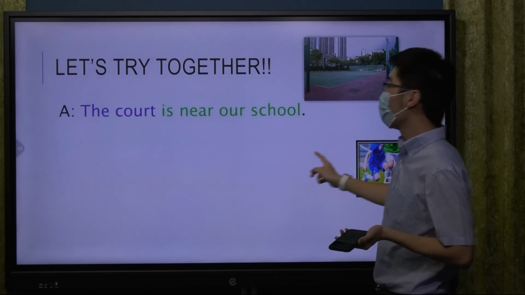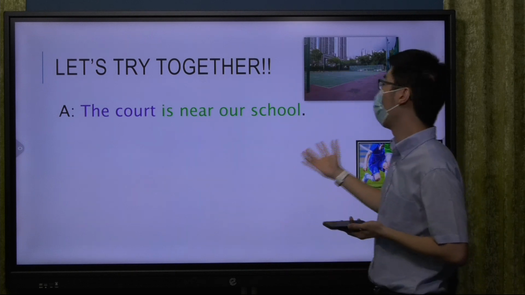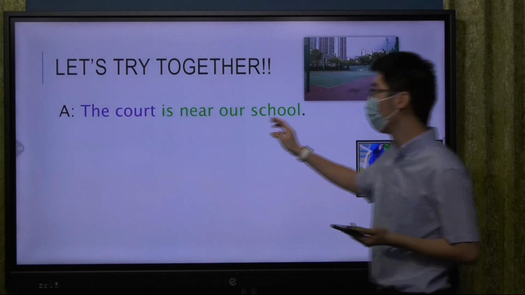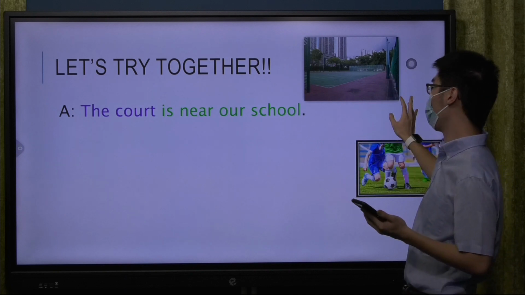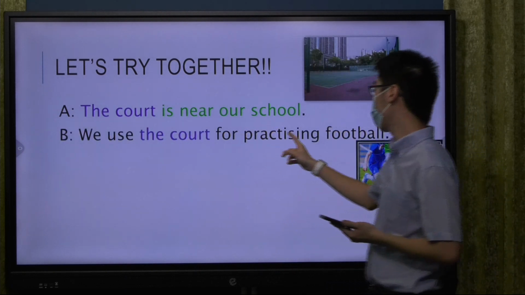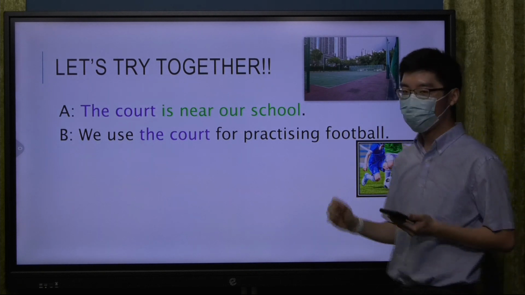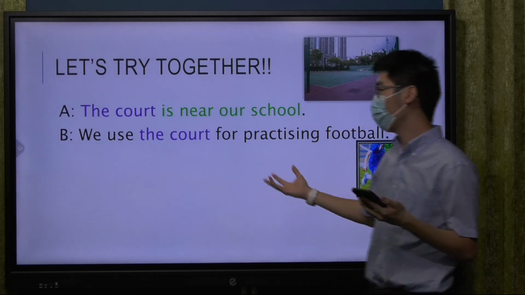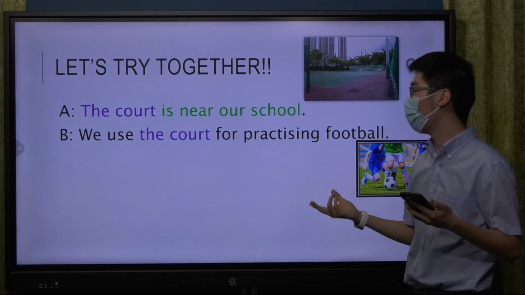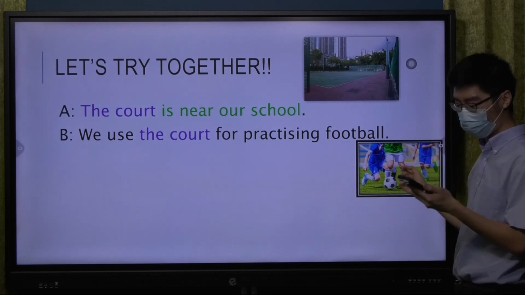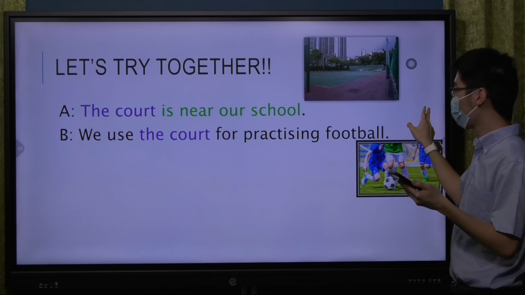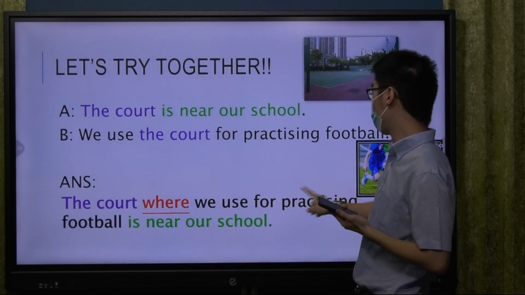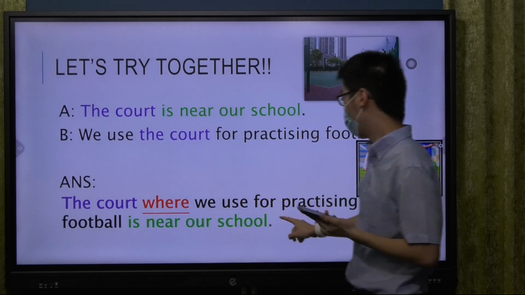Okay, so A: the court is near our school. Okay, so the court is near our school. So you can see two different courts. Later you may combine the two sentences into one. B: we use the court for practicing football. So I give you 5 seconds. You can type your answer right here. How can we combine these two sentences into one using the relative pronoun where? So the answer should be: the court where we use for practicing football is near our school.